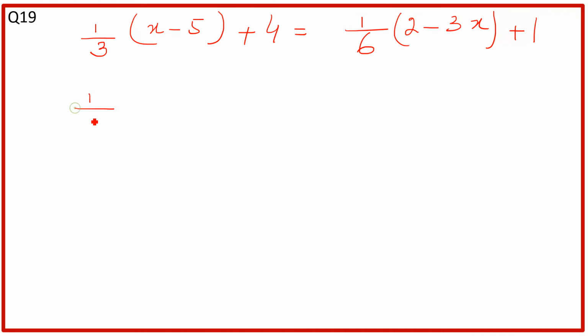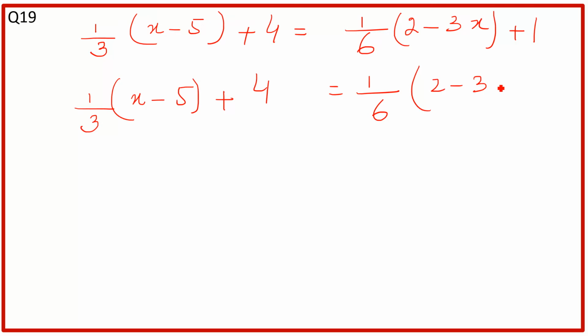I will write down the question one more time here, because at the end we will see the question: 1/6 (2 - 3x) + 1. How can we eliminate these denominators 3 and 6? Because we have to remove the fractions, we have to multiply each and every term, and there are 4 terms, by 6. Why 6?